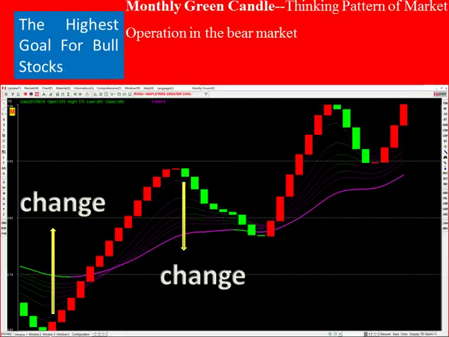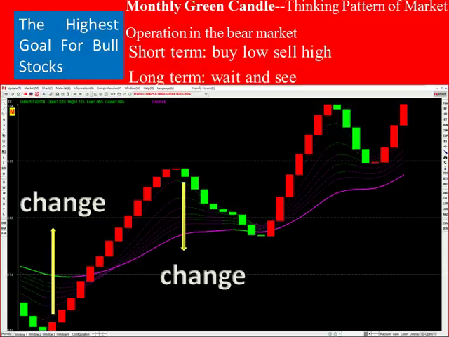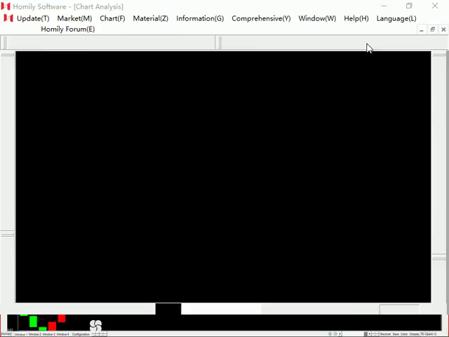The highest goal for bull stocks. If you see a monthly green candle, it is the sinking pattern of market operation in the bear market. For short term, buy low, sell high. For long term, wait and see. Okay, so we can see here.